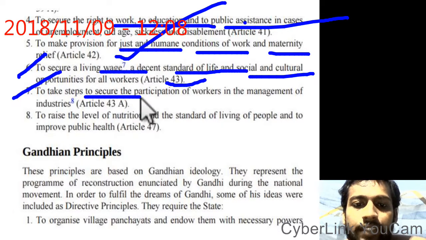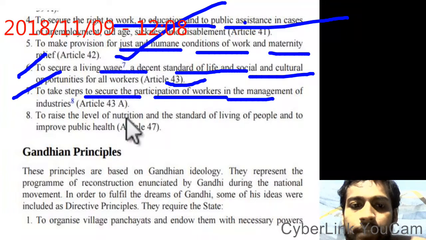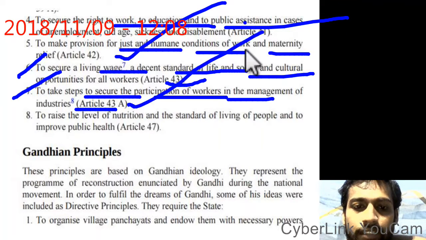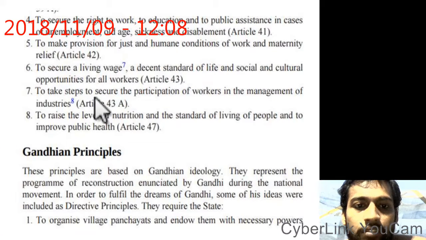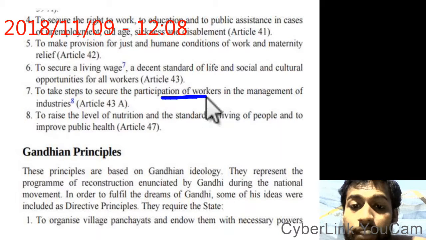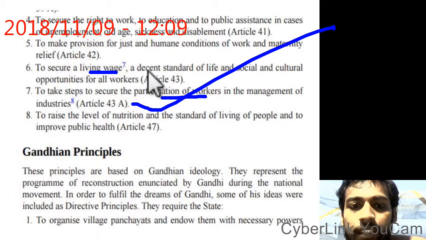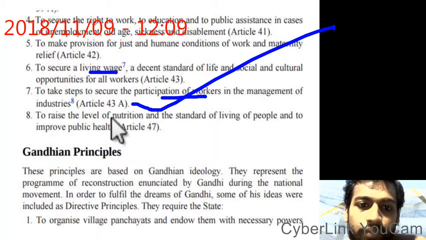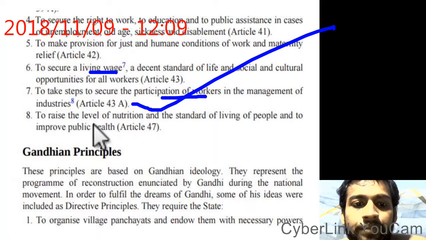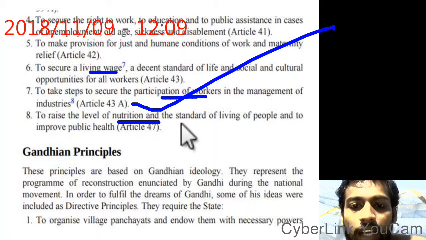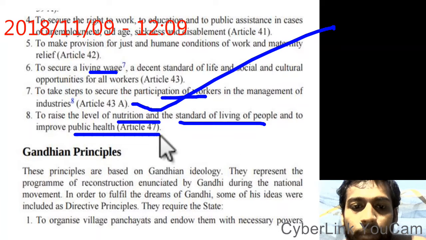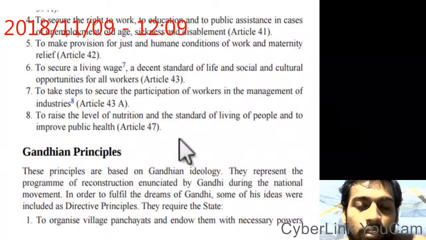Article 43A: to take steps to secure the participation of workers in the management of industries. And Article 43, to secure a living wage, a decent standard of life and social and cultural opportunities for all workers. And Article 47: to raise the level of nutrition and standard of living of people and to improve public health. Now we have discussed all the socialistic principles.